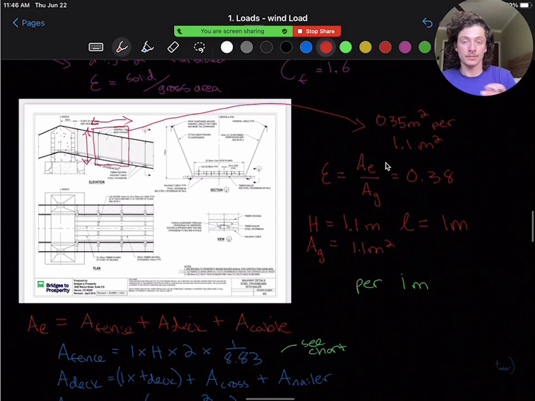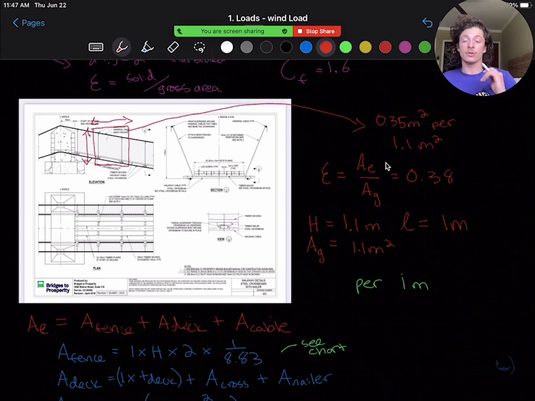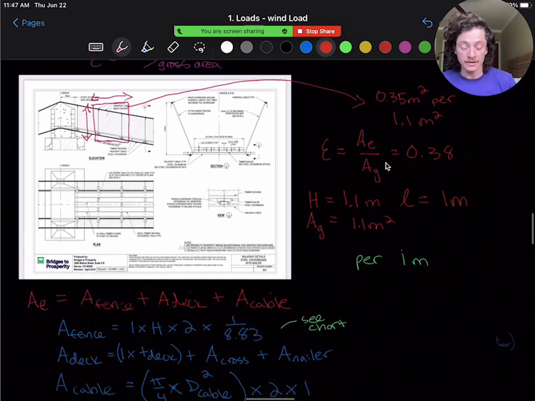The deck, because the decking extends the full length of that 1 meter, we can just take as 1 times the thickness of the deck. Then we will add the area of 1 crossbeam and the area of 1 nailer that is captured in that area. So I've drawn this a little misleading. It'll just be 1. Then the area of the cable will be the actual area of the cable times 2, because we're passing through 2 cables, times 1, which is 1 meter length that we're taking.